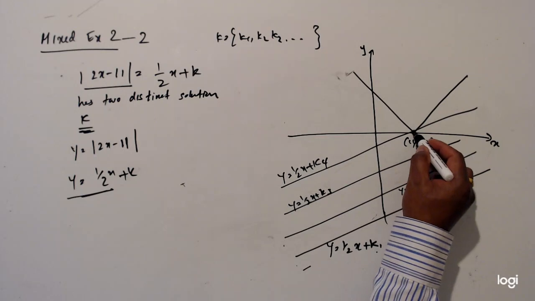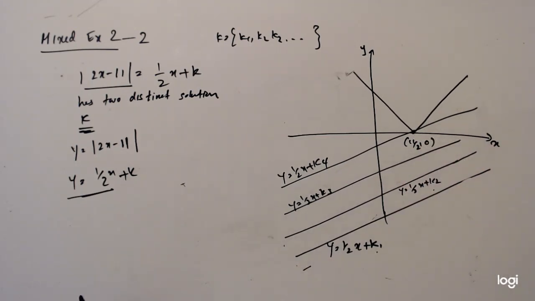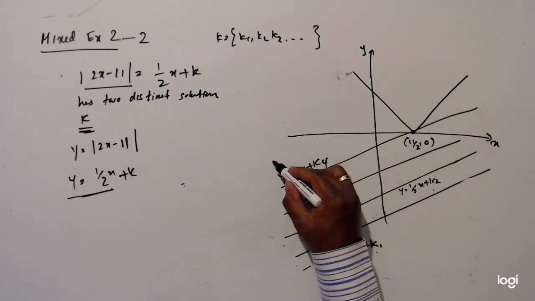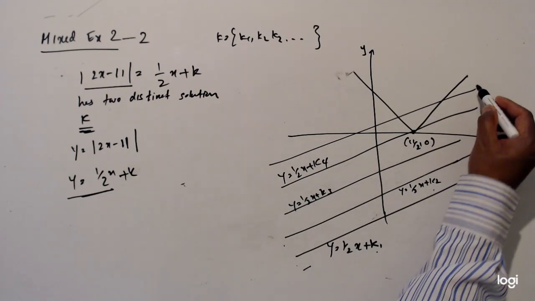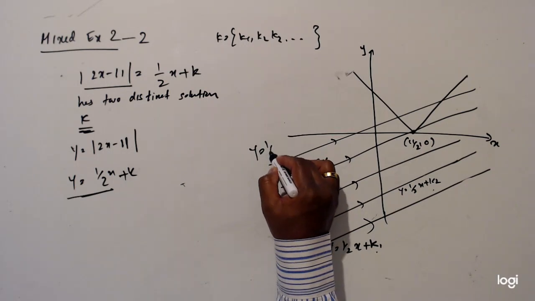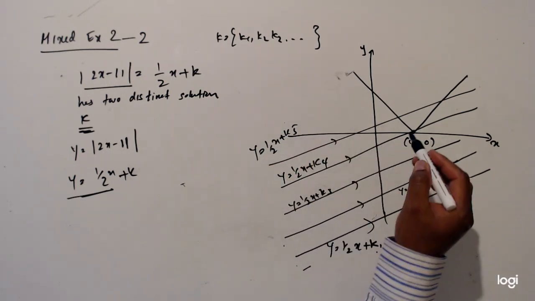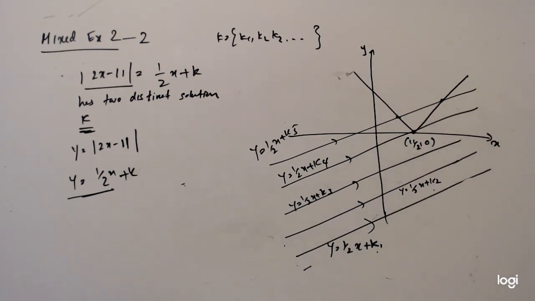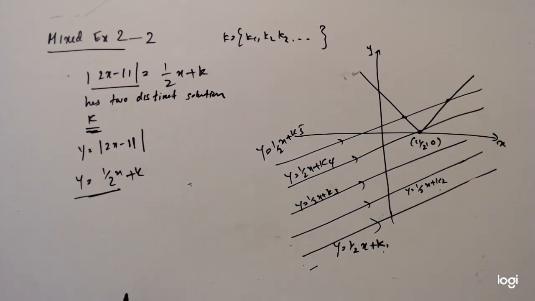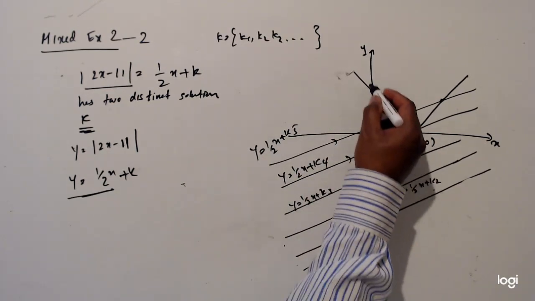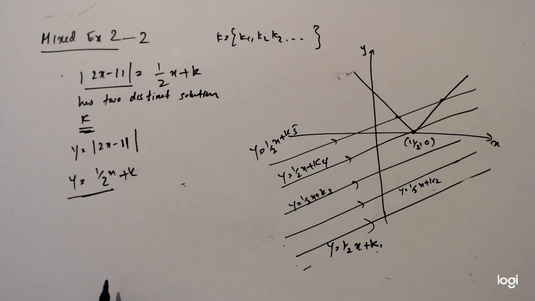Only one solution, one unique solution for this graph and this graph. If it's going like this, they are all parallel, the half x gradient is the same. K5, yes. For this one, there are two distinct solutions.